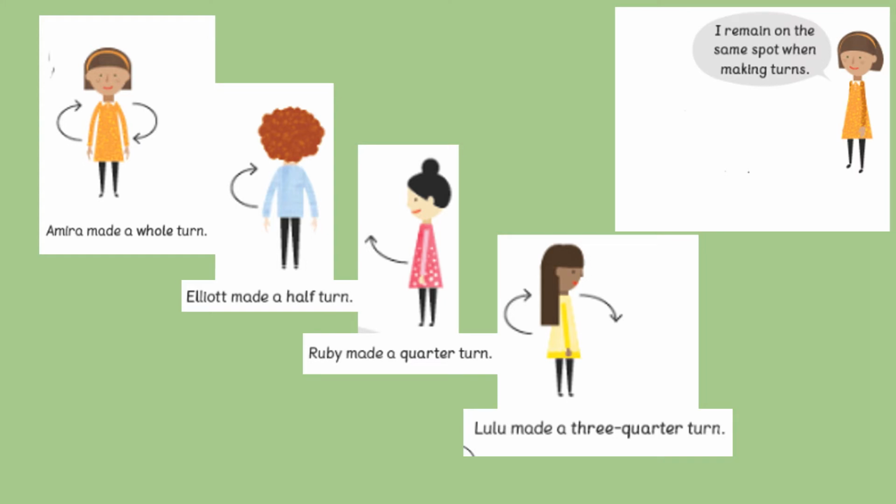Here, Amira is reminding us by saying, I remain on the same spot when making turns. So she doesn't move sideways or backwards or forwards. She just turns. She just rotates like the others.